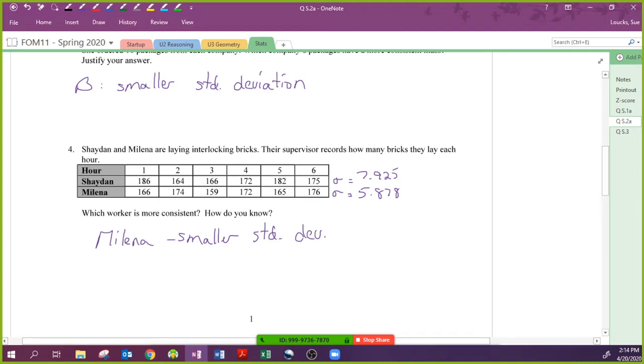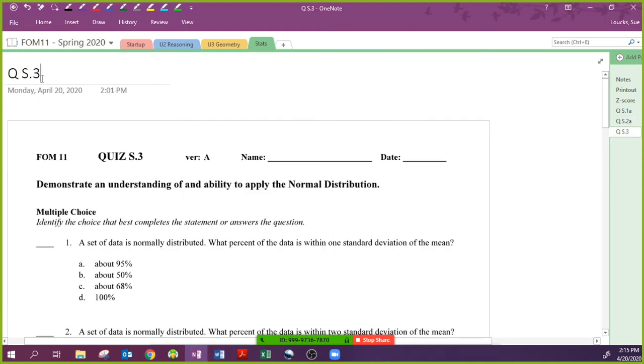I'm just going to pop over to Classroom and see if anybody's there having trouble getting in or anything. Nope, no messages. Okay. All right, any questions on quiz 2? Okay, let's go to quiz 3.